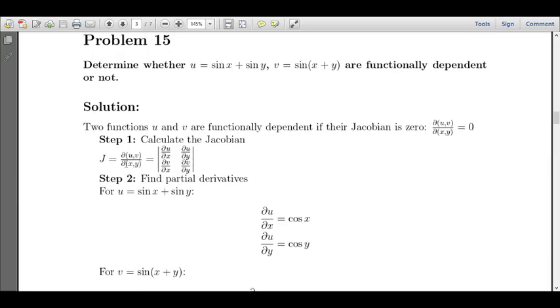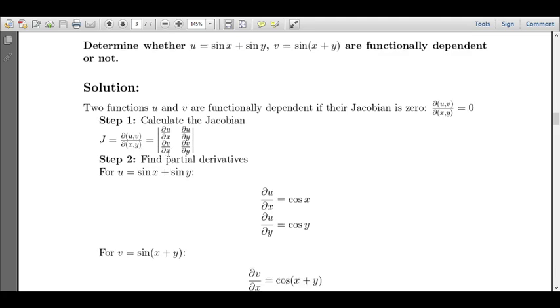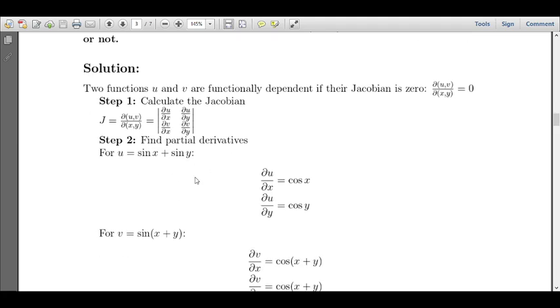So first we will calculate the Jacobian. So this equal to ∂u/∂x, ∂u/∂y, right? u with respect to x, u with respect to y. Next, second row, v with respect to x, v with respect to y. Now we find the partial derivatives.